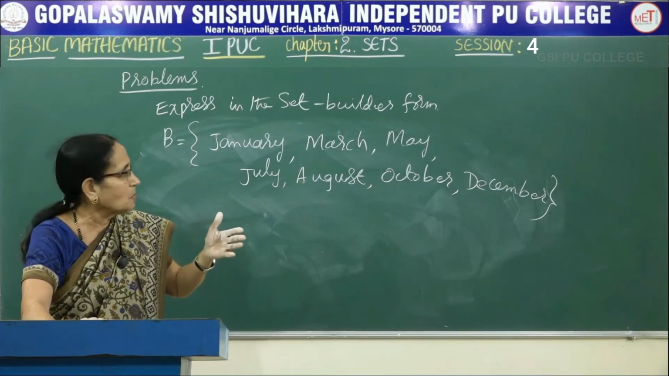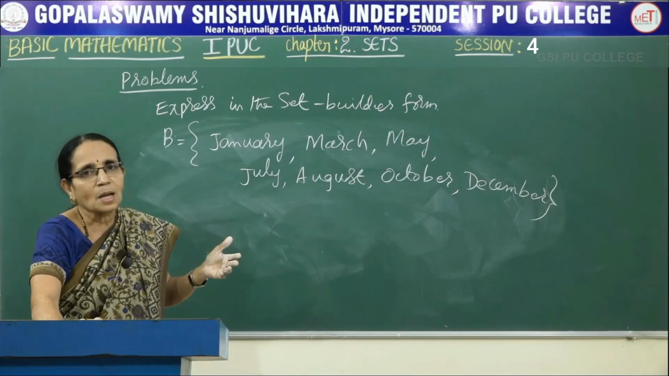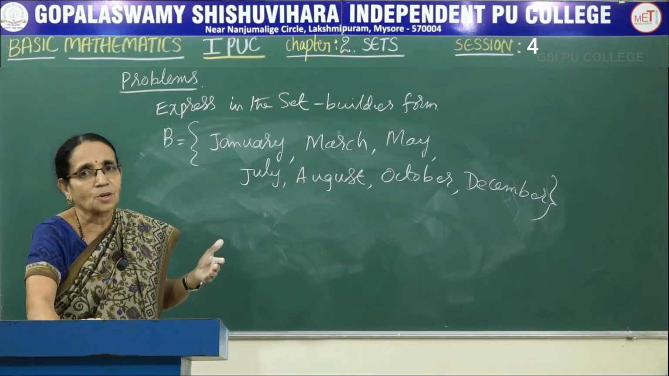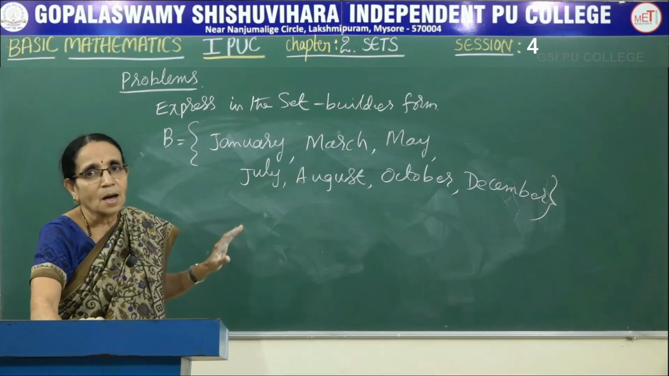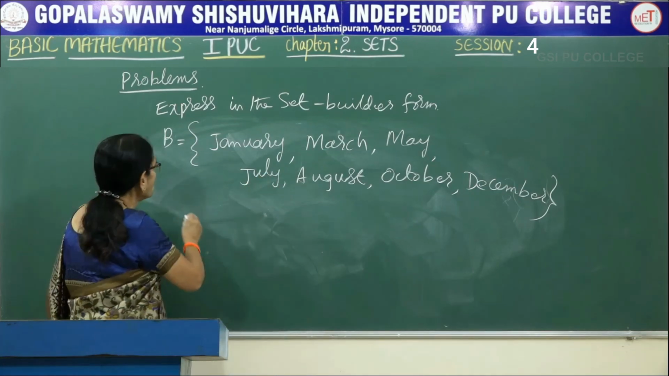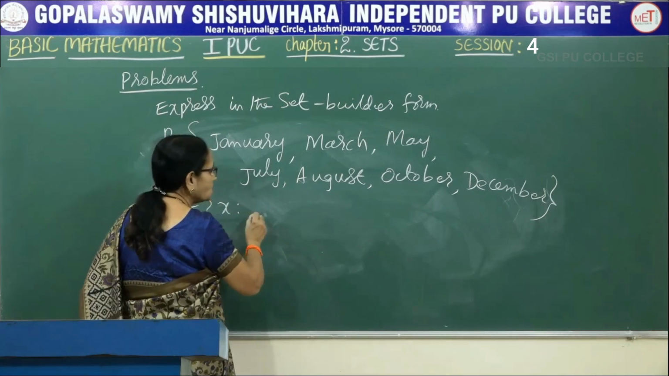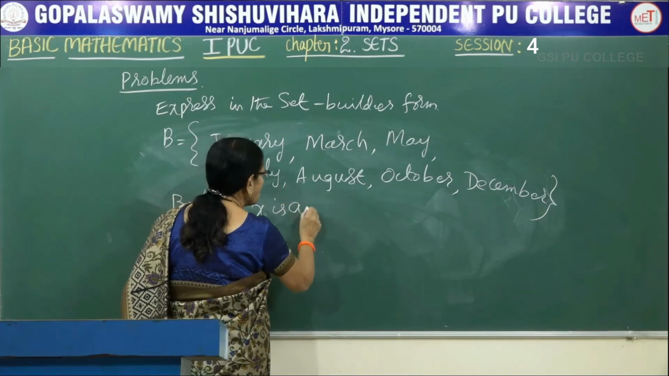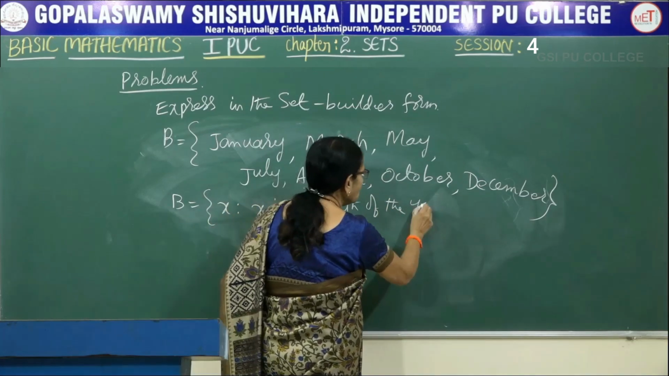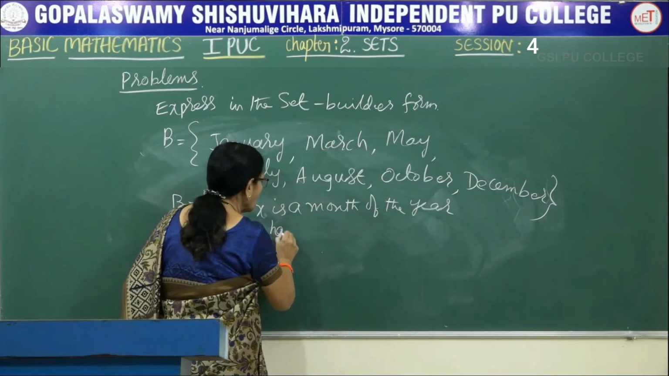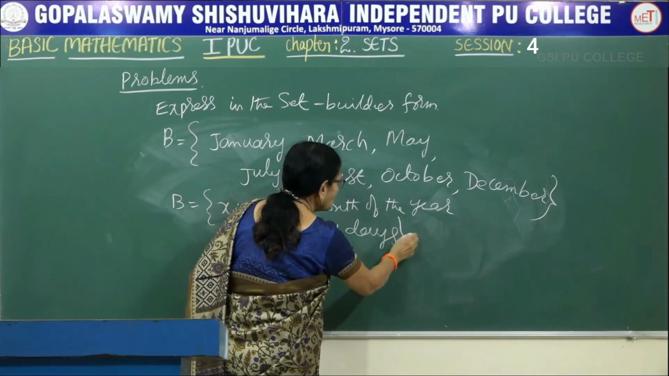So in a year there are 12 months, some have 30 days, some have 31 days. February will have either 28 or 29 depending upon whether it's a leap year or not. So all these are months of a year having 31 days. So here you have to write B contains all x such that x is a month of the year having 31 days. So it is not a number.